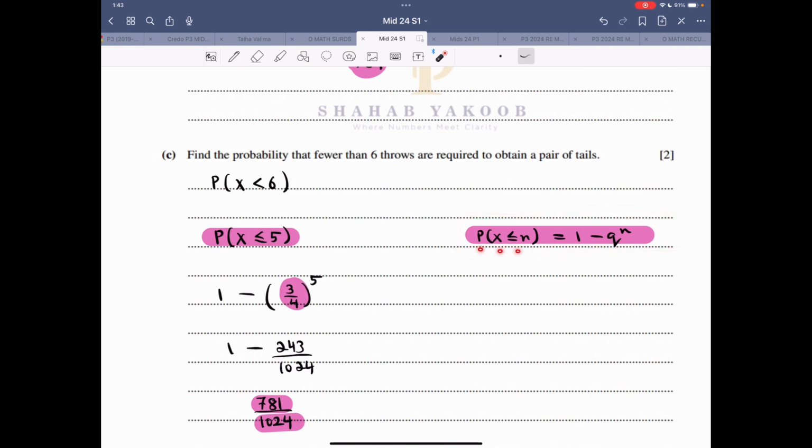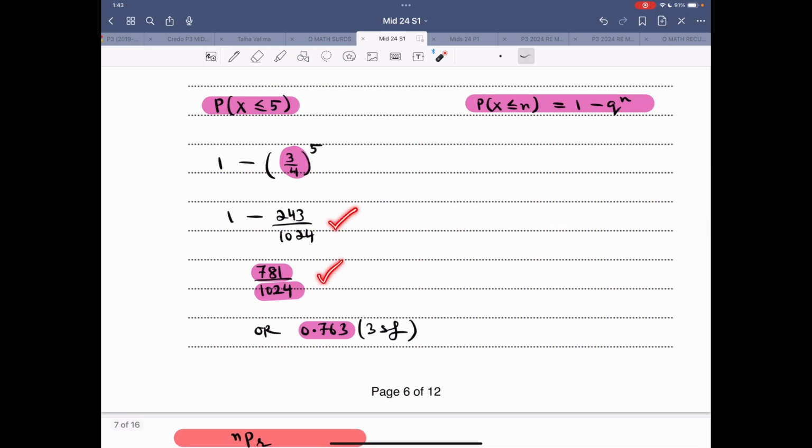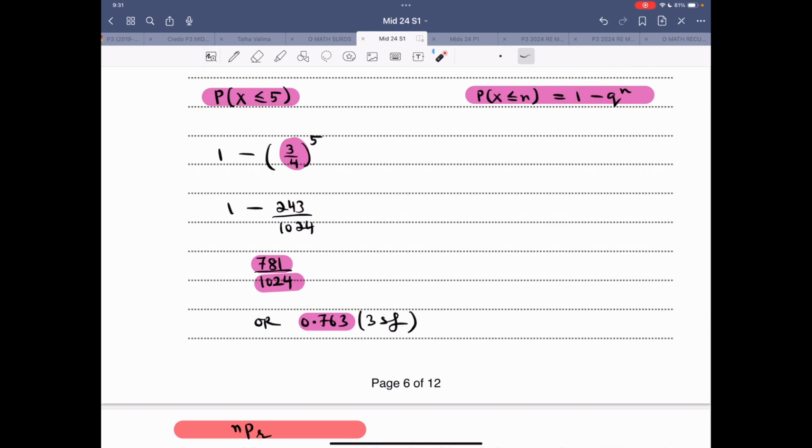Probability x is less than or equal to n, and it's necessary that I have a less than or equal sign, is 1 minus probability of failure raised to the power of n. I left the answer in fractions. I left the answer in decimals, according to the question. So now let's continue with this paper.